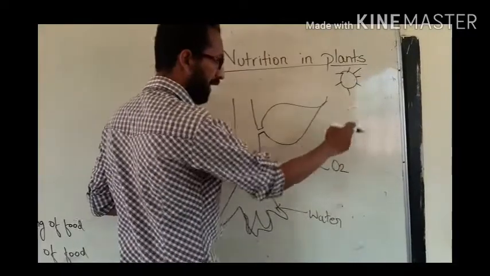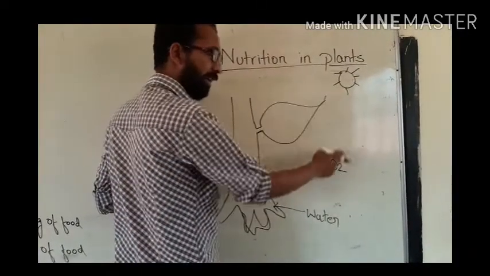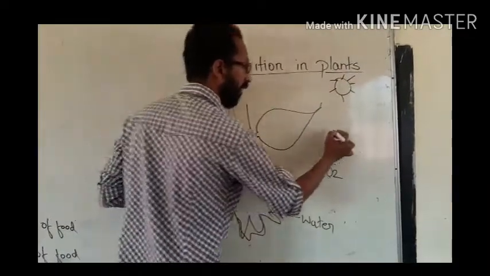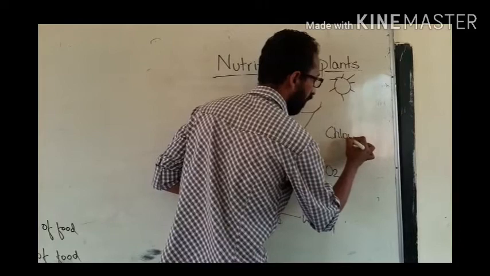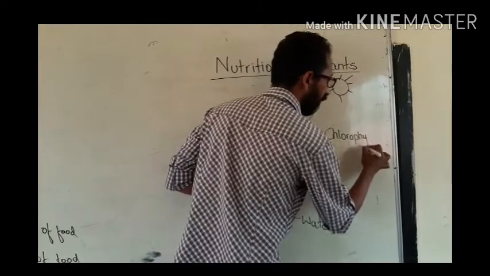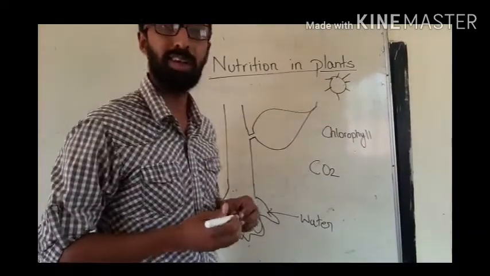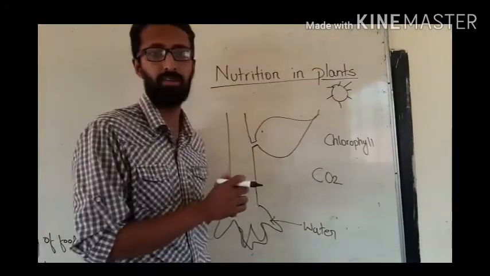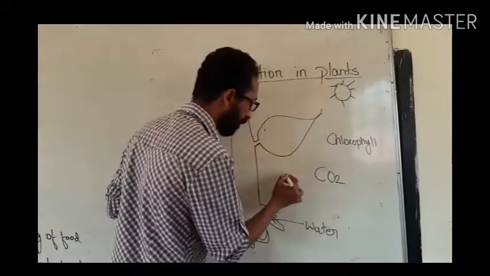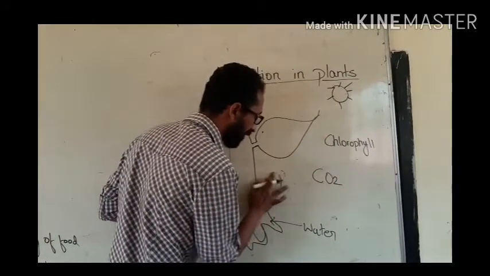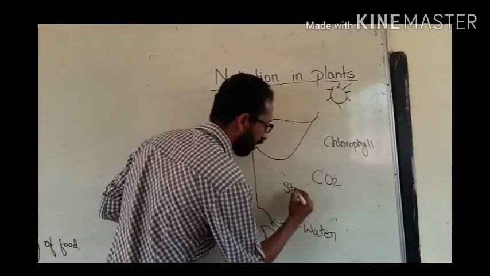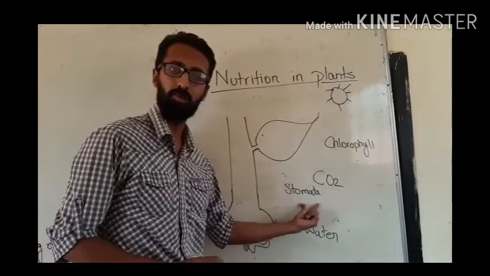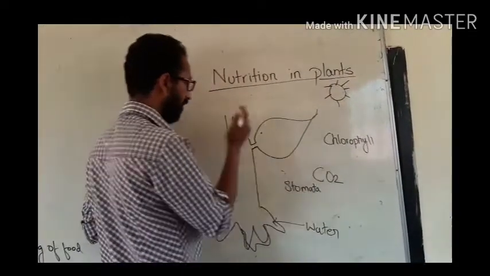Now we have learned about three necessary conditions: sunlight, carbon dioxide and water. Now the fourth condition, that is chlorophyll. What is chlorophyll? Chlorophyll is a green pigment. It is a pigment which is present in the plant itself. These pigments are present in the structure called stomata. Every leaf has stomata.